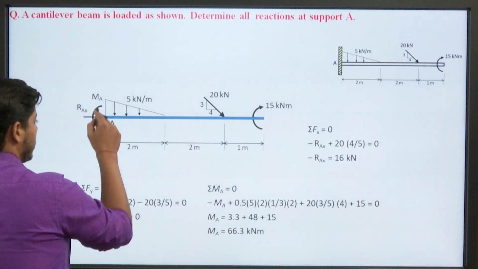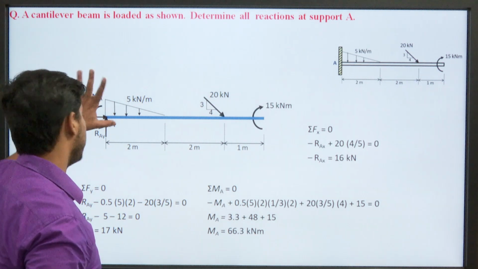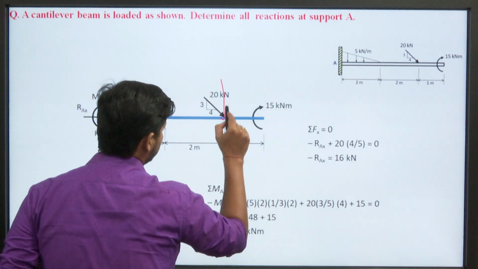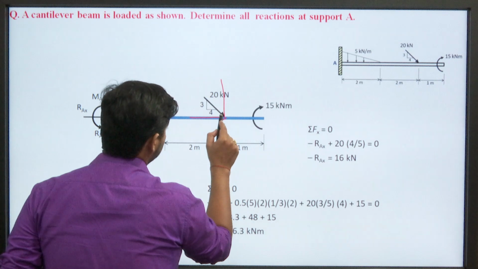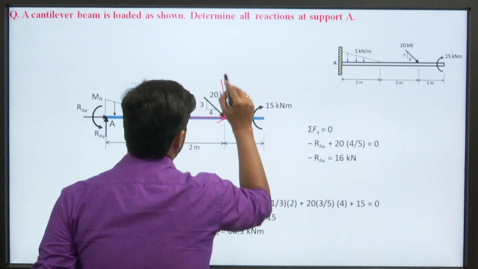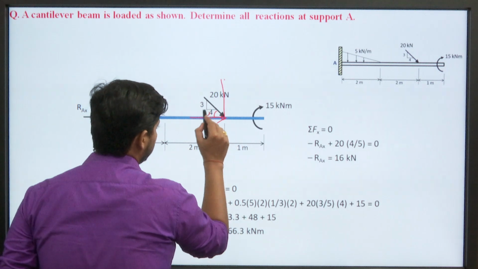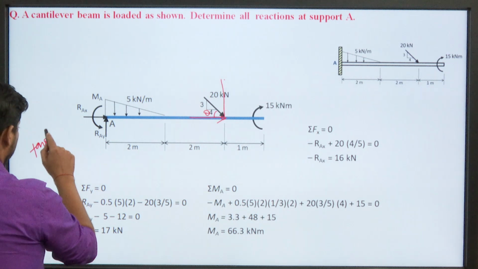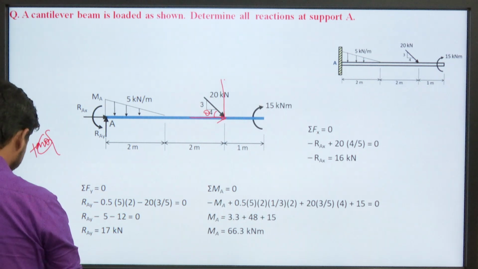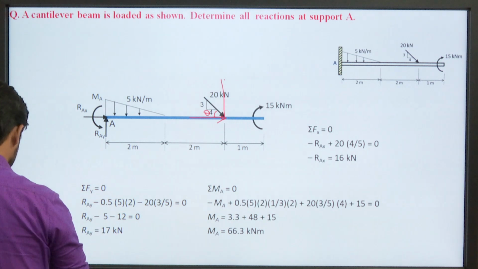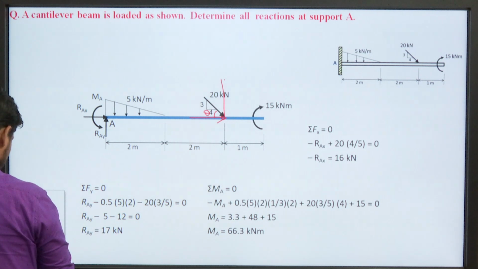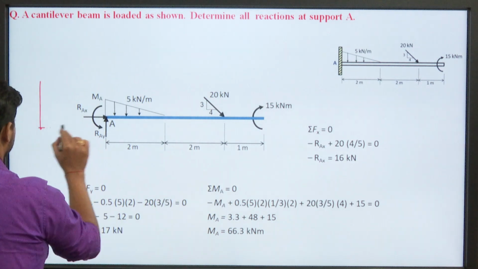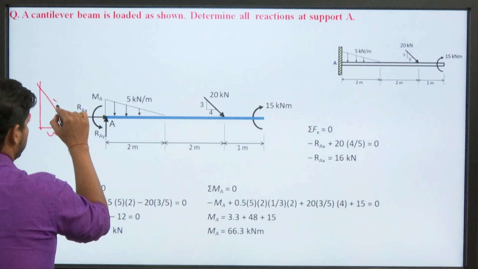The fixed support has 3 types of reaction: RAY, RAX and bending moment. If there is an inclined load, we have to resolve this value along 2 directions, 20 kilonewton, and one along this direction. Now, we have to find the value of this theta. This is the triangle, this is 3, 4 and hypotenuse will be 5.